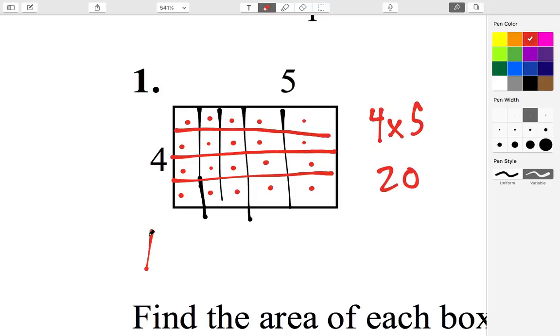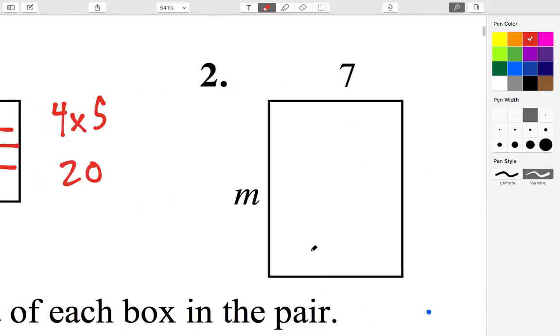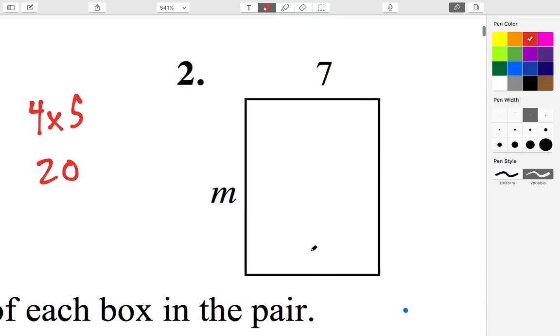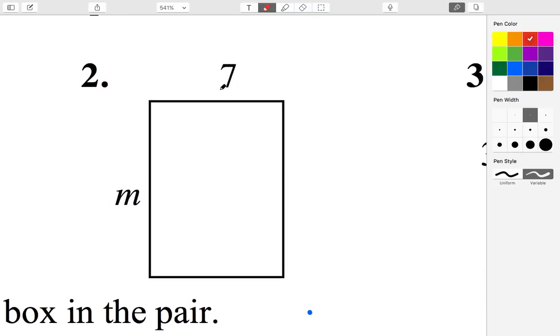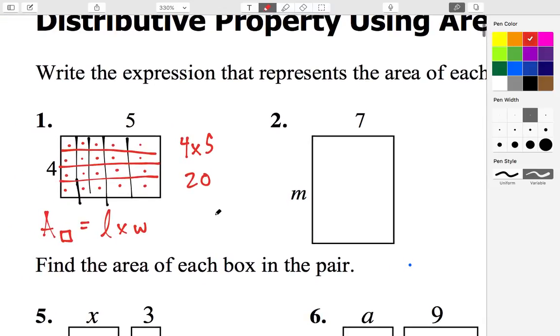So we're really just doing our area formula for a rectangle, which is your length times your width. So let's go to number 2. Now, this is where it gets a little bit different. This one was review. Here, number 2 is going to be 7 and m. Now, in order to understand this, let's get number 1 on the screen as well. If you notice, you have 4 times 5 here, right? This here, you know to multiply. So here, you're going to do the same thing, but we're going to write 7 times m.